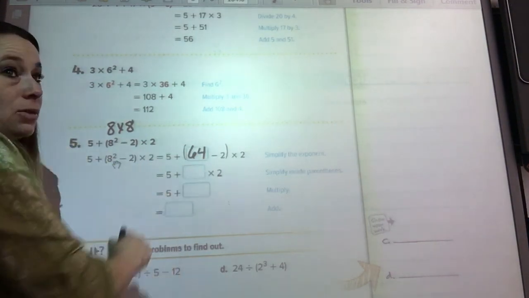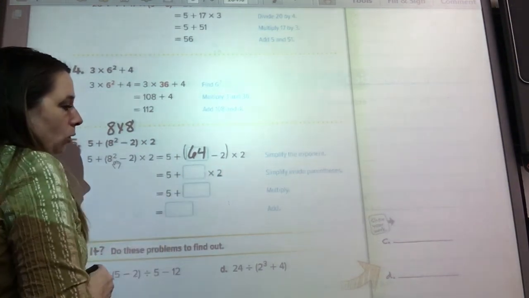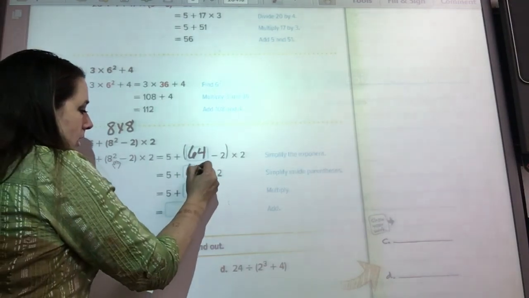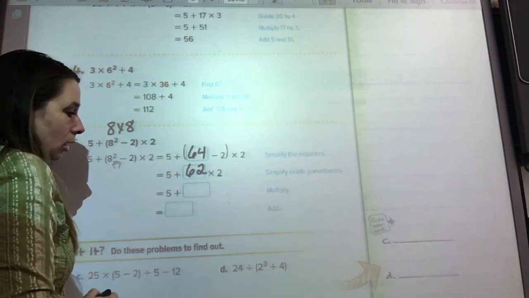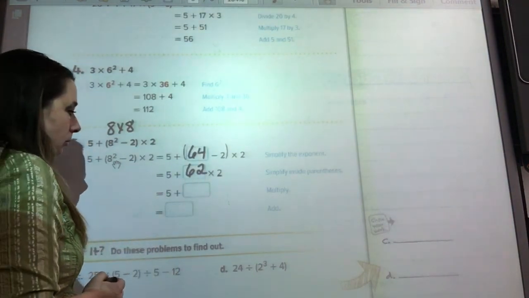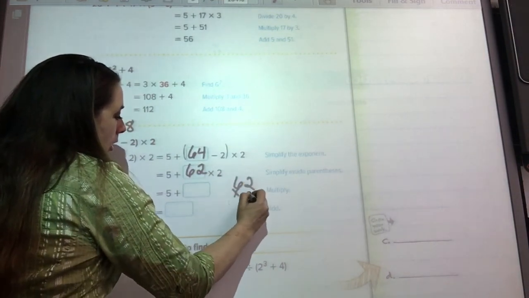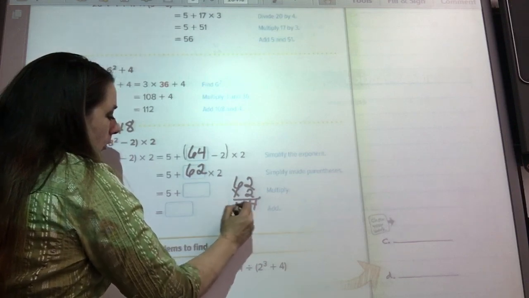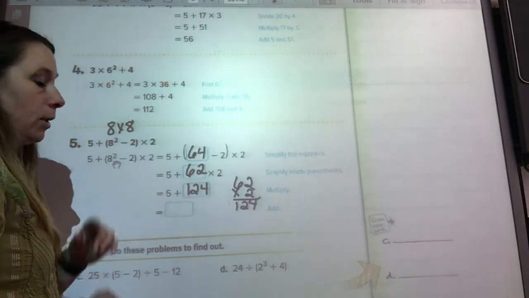We still have parentheses, so now we have to do the parentheses next. 64 minus 2 would be what? 62. Now we got 5 plus 62 times 2. Well, we got adding and multiplying. What comes first? Right, multiply. So 62 times 2, 124. And then 124 plus 5.